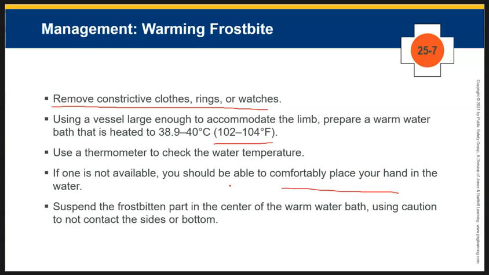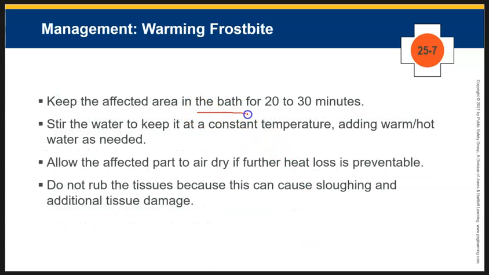Suspend the frostbitten part in the center of the warm water bath, and we can begin to warm it up, keeping it in the bath for about 20 to 30 minutes. We'll keep adding warm or hot water as needed to maintain that temperature of 102 to 104. We'll stir the water to make sure that it's a nice uniform temperature throughout, and then allow the affected part to air dry when we're done. Don't rub the tissues. If we have that superficial tissue damage, it may slough.